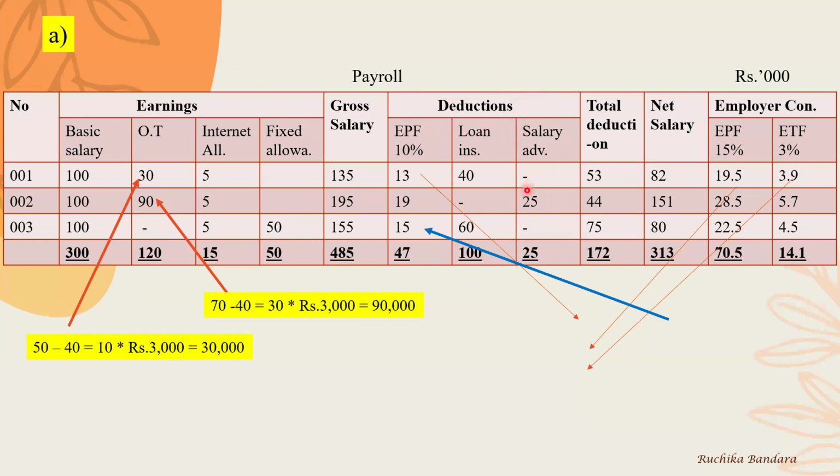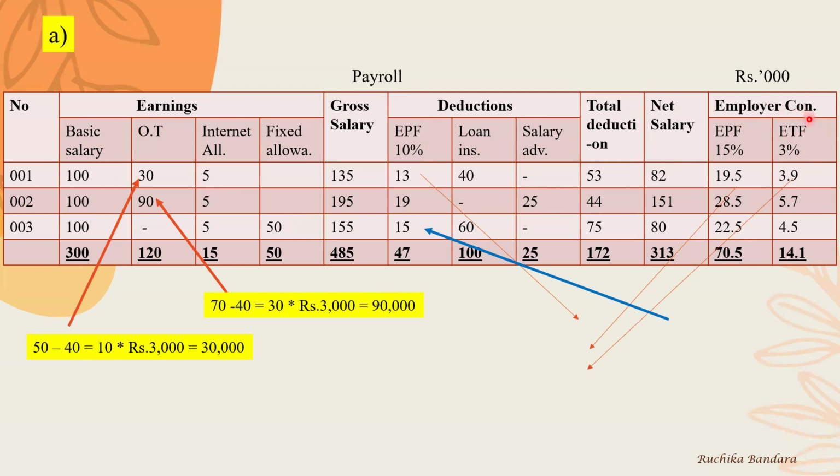The lecturer bearing employee number 003 also serves as a manager of this institute and he is paid an additional monthly fixed payment of 50. That is a fixed allowance only for 003 because he is working as a manager as well. The employer and employee contribution to EPF are 15% and 10% respectively. So the employer contribution for EPF 15%, employee contribution 10%. The employer contribution to ETF is 3%.